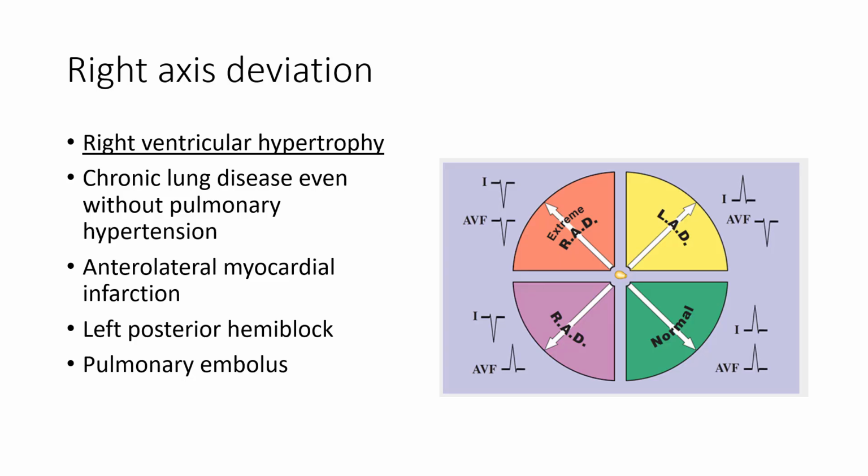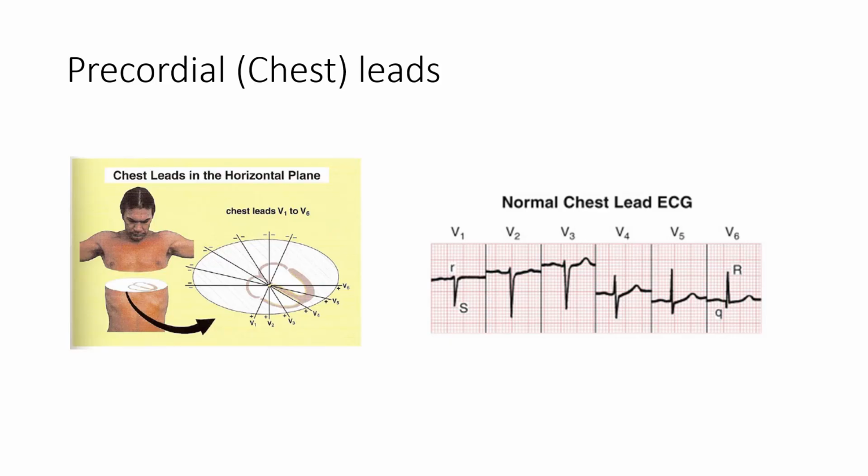So if you were to see right axis deviation, you would definitely want to sniff out the possibility of right ventricular hypertrophy. But there are other things that can be associated with right axis deviation. One of them that I think is interesting is pulmonary embolus. Working in emergency medicine, if somebody came in and they were short of breath and hypoxic and then had a right axis deviation and other indicators of right ventricular overload, you would be keen to assess for a hemodynamically significant pulmonary embolus. So that does it for frontal axis.